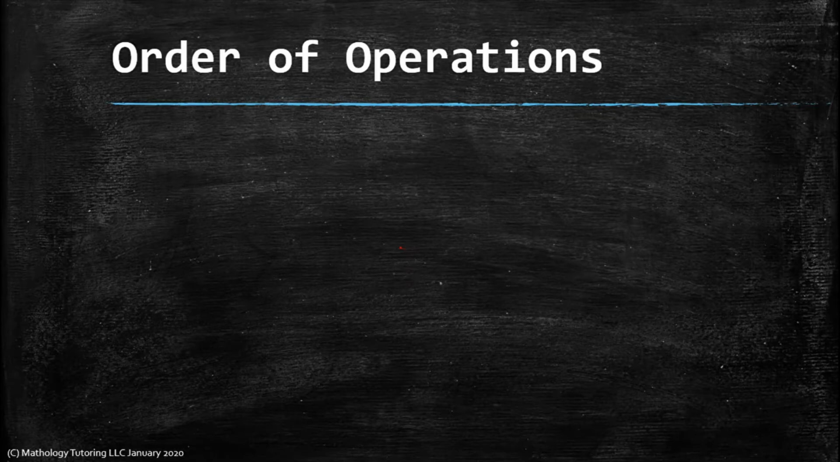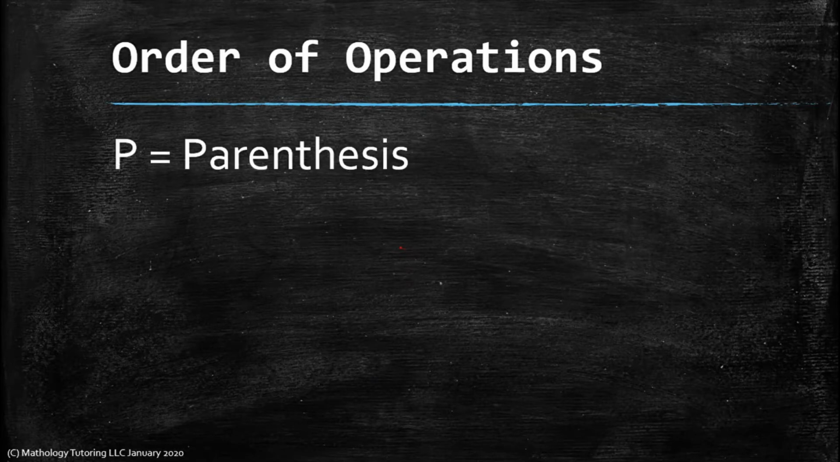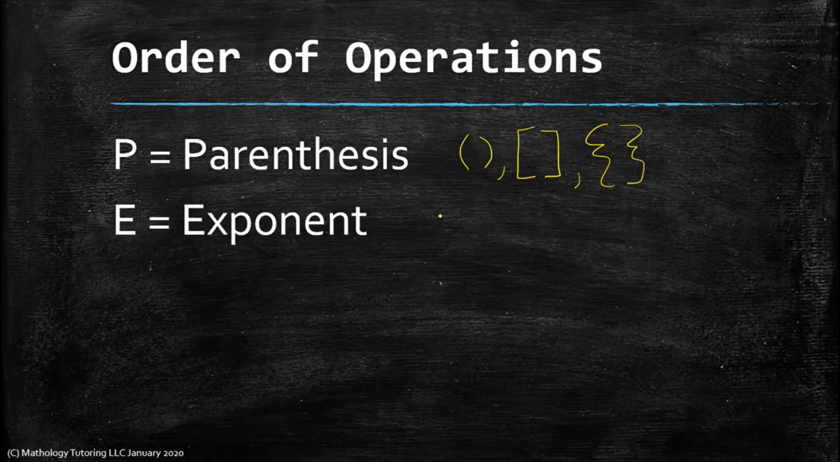The first thing you're going to do with PEMDAS is you're going to look and see if you have any parentheses. So these are just regular parentheses, these are called brackets, and these are called braces. Parentheses can also be grouping symbols. Next, you're going to look and see if you have any exponents.